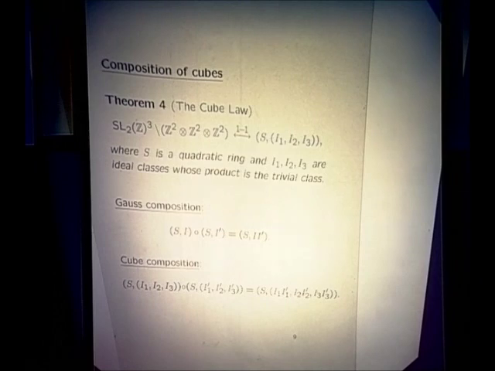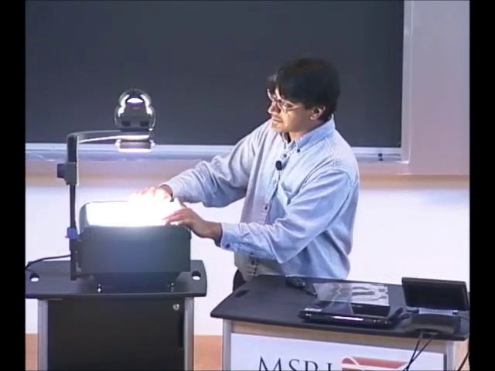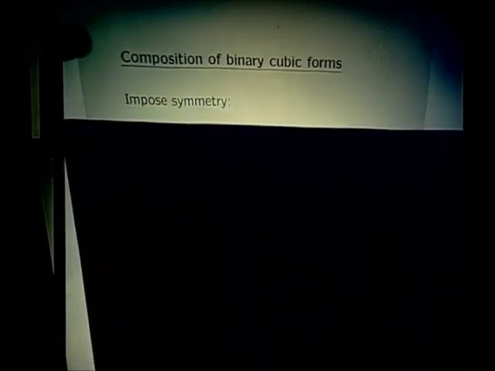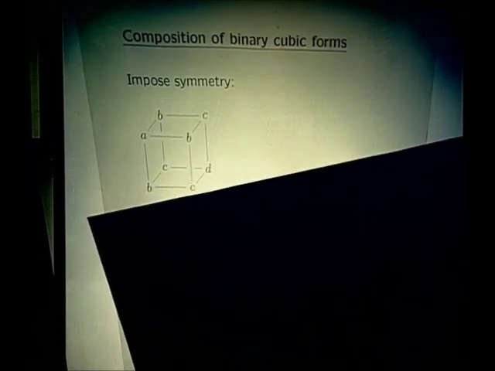Okay, so what I want to say next is that you can compose cubes, you can compose binary quadratic forms, and I want to point out that the same composition law allows one also to compose binary cubic forms. And the reason is that you can impose symmetry. If you look at the space of triply symmetric cubes, if you hold a cube on the diagonal and you start rotating, then there's an order 3 symmetry there.